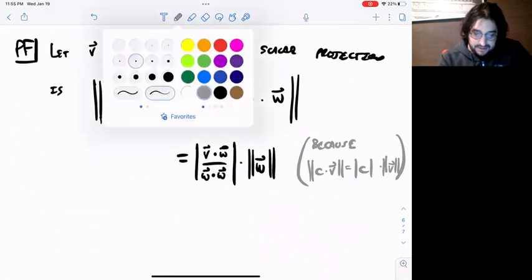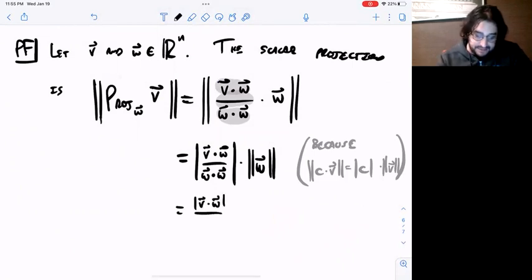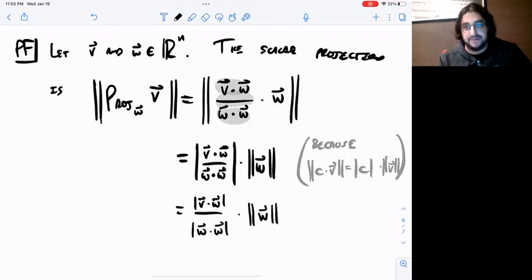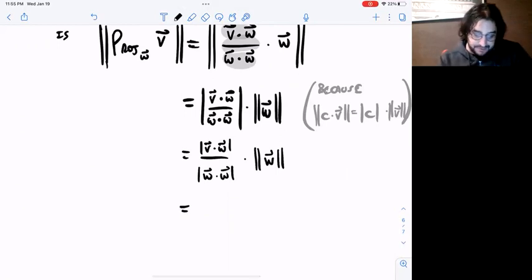All right, then what do I want to do next? What I'm going to do next is the absolute value of a fraction is just the absolute value of the numerator over the absolute value of the denominator. Right? So that's not really a vector property. Those are just numbers, and that's just the fact of absolute value. You can distribute it over a product or a quotient of numbers.